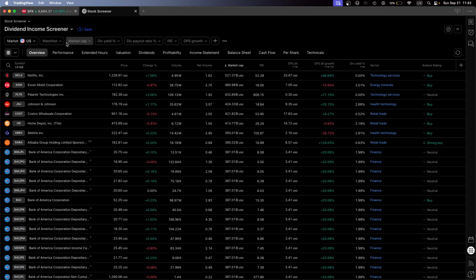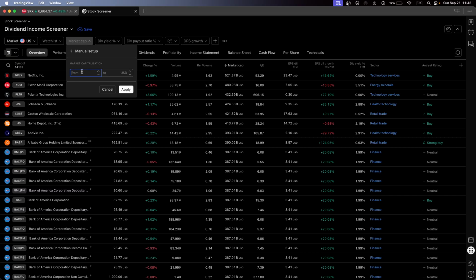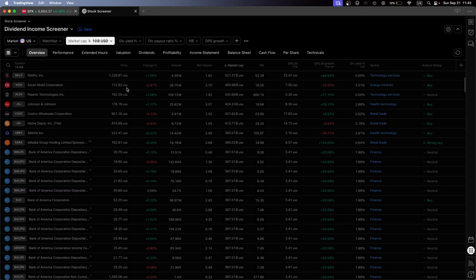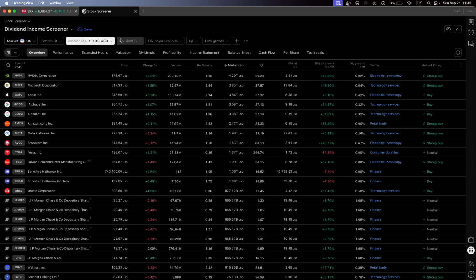So for market cap, we want to choose something which is greater than 10 billion. Because we need established companies which have large cash flow, they can maintain their money to grow their dividends. So we want very big companies.